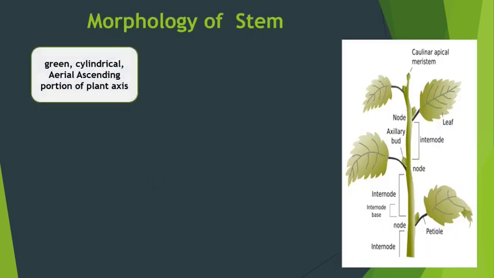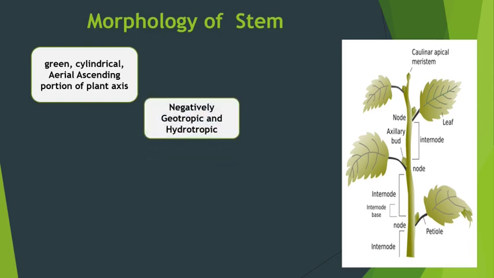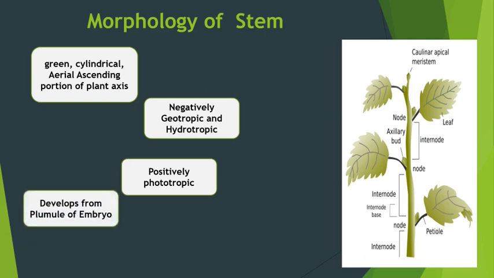Stem, when young, is green in color, cylindrical, aerial, ascending portion of the plant axis because it grows from the ground towards the sky. It is negatively geotrophic and hydrotrophic because it is growing away from the soil and water. It is growing towards the sunlight, so it is positively phototrophic. It develops from the plumule of the embryo.